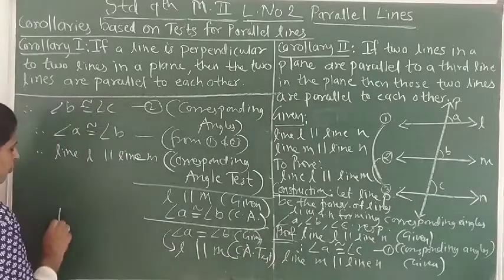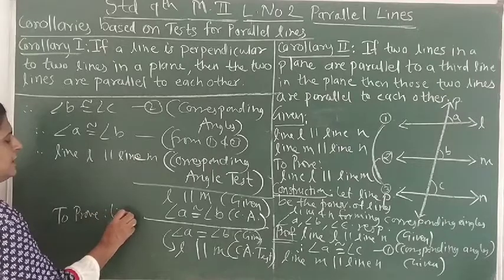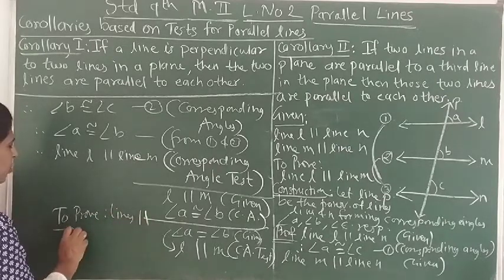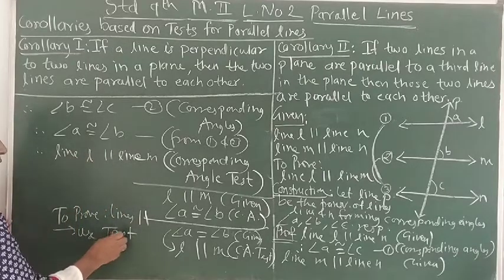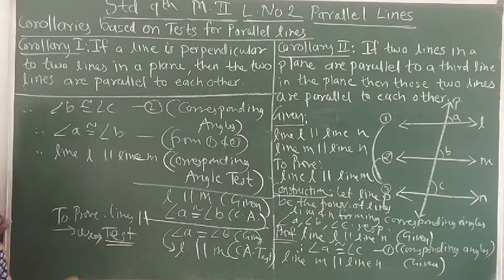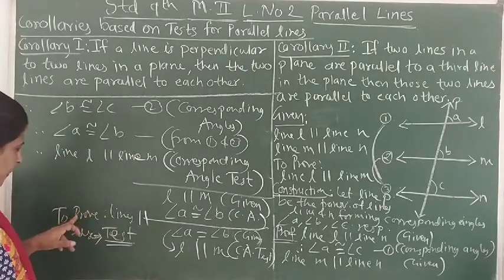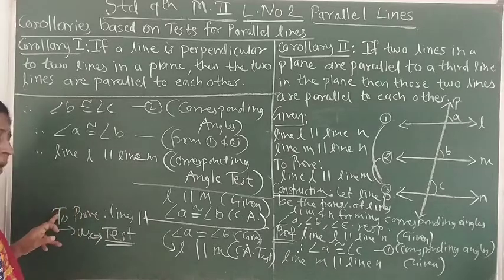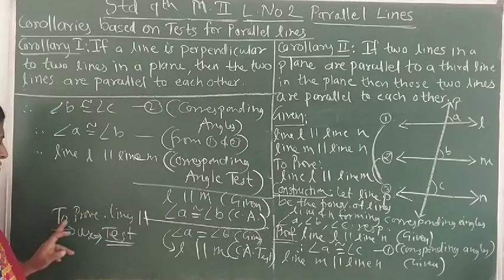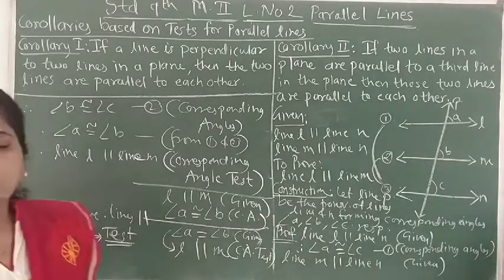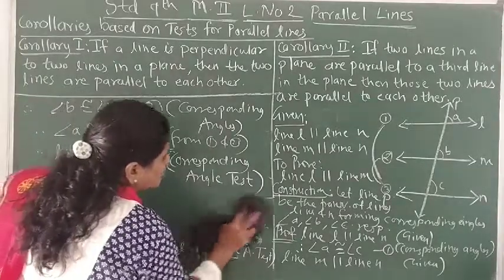So where you have to prove that lines are parallel, you need to use the word test. To prove parallel, it is test. So parallel, P, T: to prove parallel, use the word test. So that's the tip for you: where to use the word test and where not to use it.